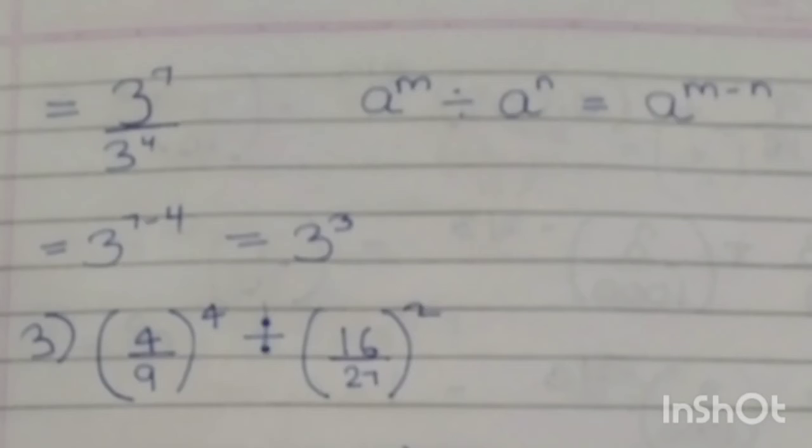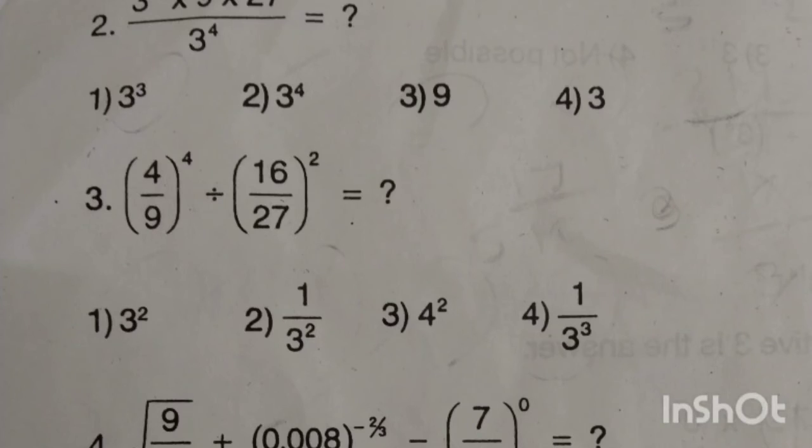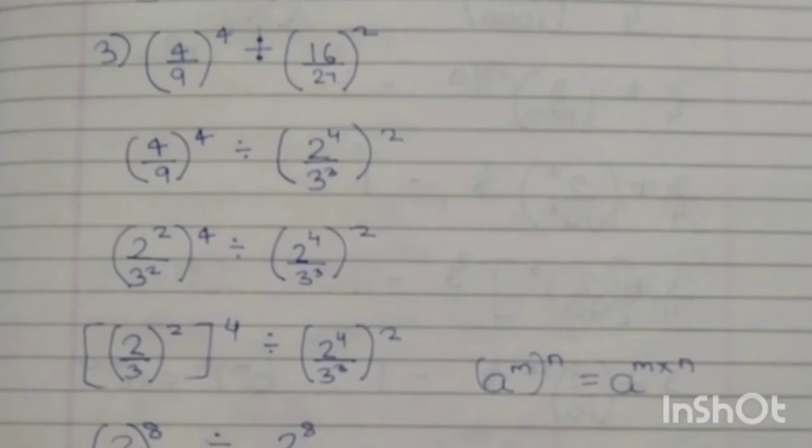So 3 to the power 7 divided by 3 to the power 4. Now by the quotient law, a to the power m divided by a to the power n equals a to the power m minus n. So it will be 3 to the power 7 minus 4, which is 3 to the power 3. So the answer for the second question is 3 to the power 3. Third question, 4 by 9 to the power 4 divided by 16 by 27 to the power 2. Now here again the bases are different. We have to make the bases same.